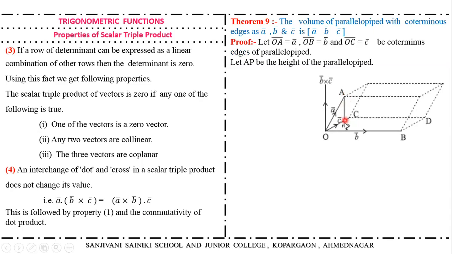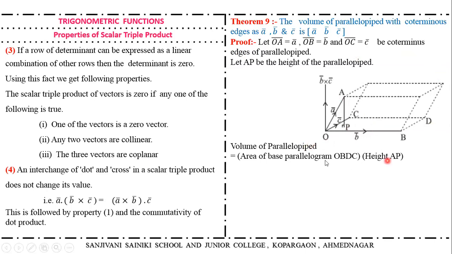Now this AP is the height of the parallelepiped. It is drawn from the point A to this plane, which is determined by b bar and c bar. By these two vectors we determine the single plane. On that plane we draw a perpendicular from point A, which meets the plane at point P. So what is the volume of this parallelepiped?